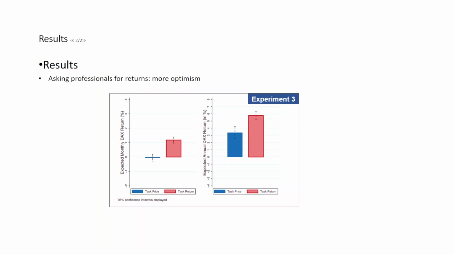So what did the professional results show us? The professional results show us that in the same way, professional people were even more optimistic. However, when we asked them for return, they were always very optimistic. That means the professionals themselves were subject to the framing bias in this way.